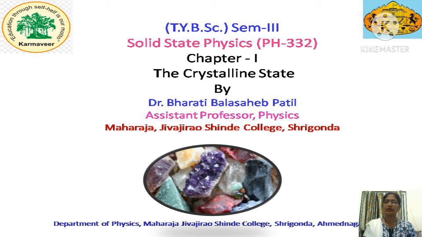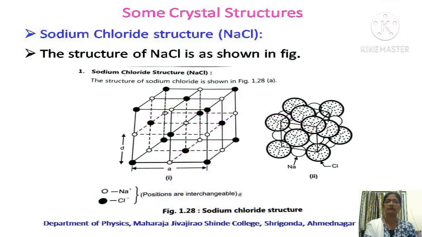So in today's lecture I am going to cover the NaCl crystal structure. NaCl is also called rock salt. NaCl is nothing but sodium chloride. The atomic number of sodium is 11, and the atomic number of chlorine is 17. The electronic configuration of sodium shows that there is one electron in the outermost shell, and in the case of chlorine there are 7 electrons in the outermost shell.